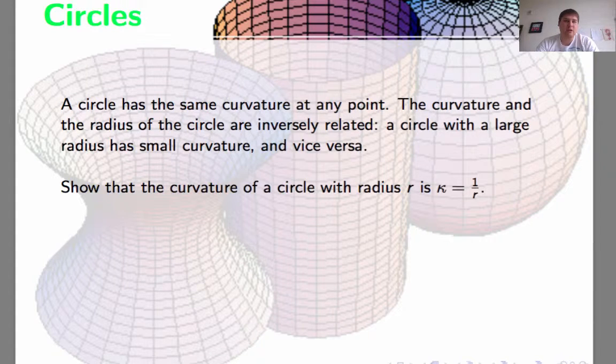Very curvy. So the first thing I want to do is let's show that the curvature of a circle with radius r is given by kappa equals 1 over r. So this is, again, showing that kind of inverse relationship. If you want to pause it here and try this, go right ahead.